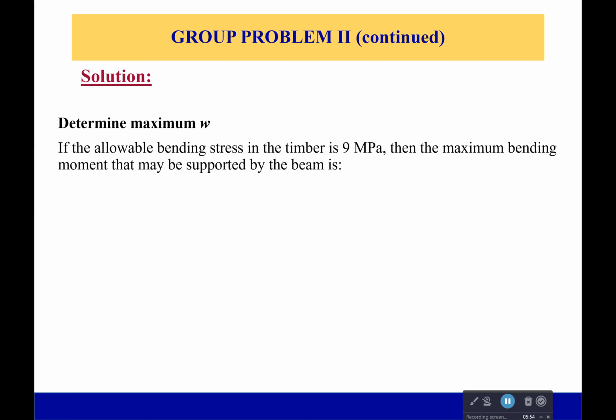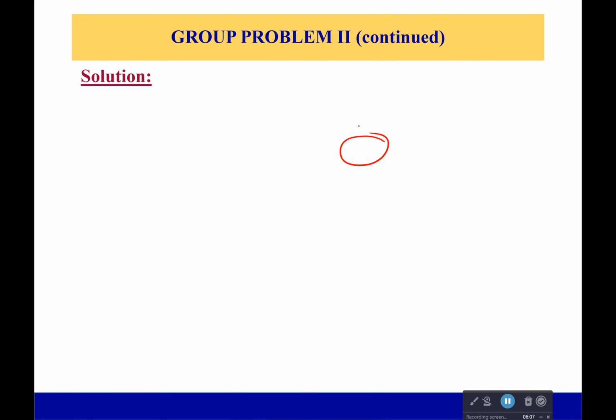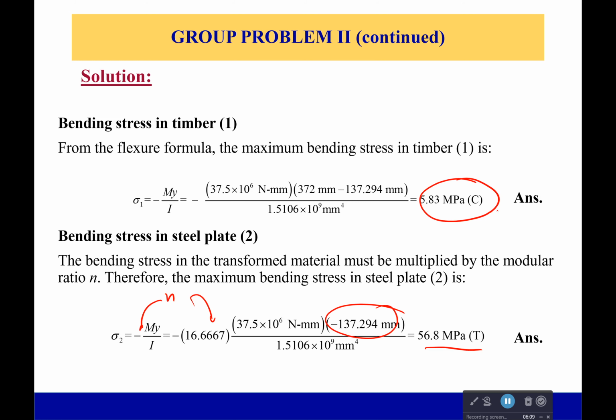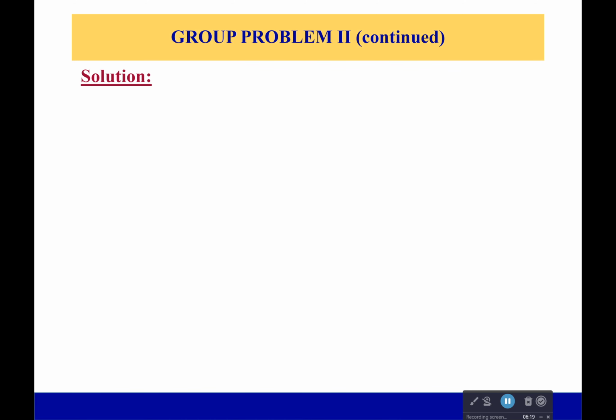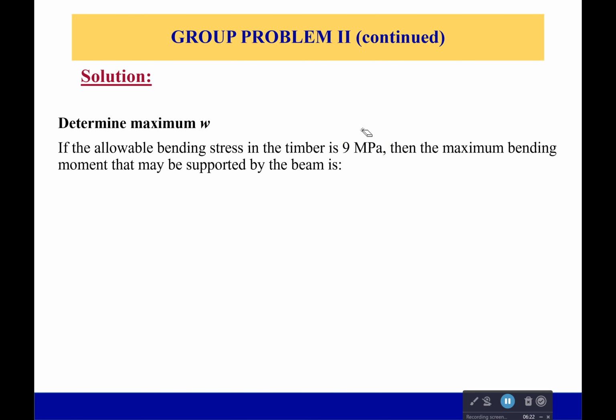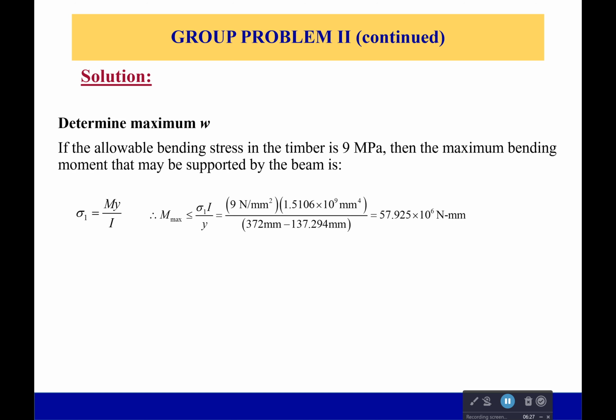Okay, so we've calculated those bending stresses due to a 12 kilonewton per meter distributed load. But now let's figure out what the maximum load we can have is if they can only take 9 megapascals. And we looked previously. Okay, this one can take 9 megapascals, and this one can take 9 megapascals. And you can see that this one would already be way, way over. So it's going to be a lot less this time. Oh, sorry, 9 megapascals was for the timber. Not quite a lot less, but we'll see.